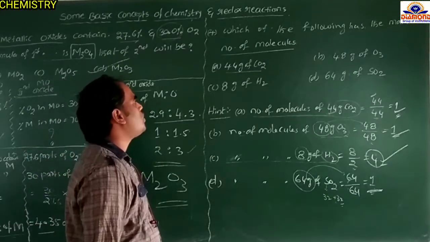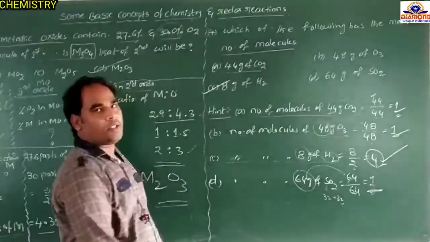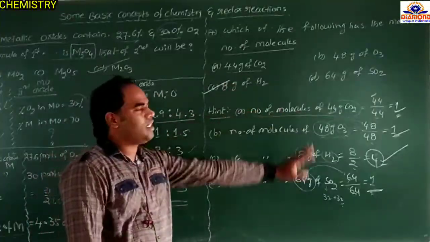Therefore the number of molecules is more. So the question is what? The maximum number of molecules is in 8 grams of H2, that is the 4.